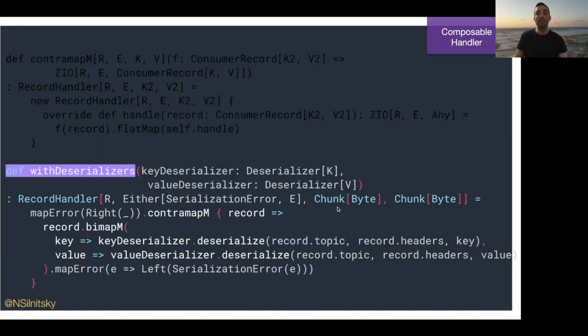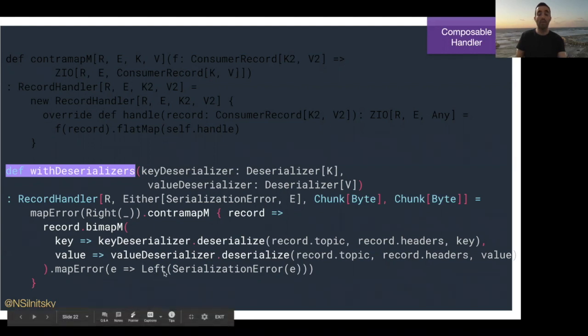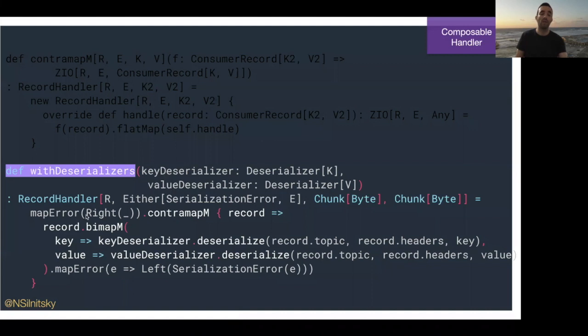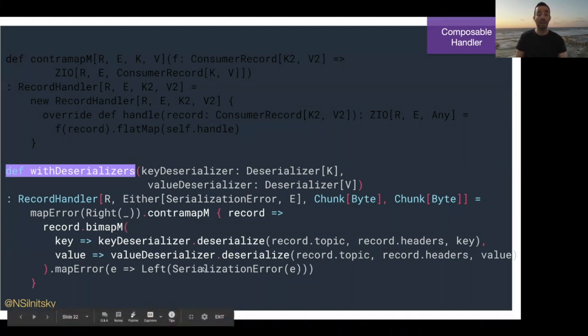A chunk is a ZIO implementation of a safe and lazily evaluated array. And that's the basic format that Kafka uses, an array of bytes. So we have the deserialization here from these chunks of bytes to the types that are defined by the deserializer. And then we can also map the errors in such a way that we either have the original user provided custom error, or a serialization error in the deserializer.